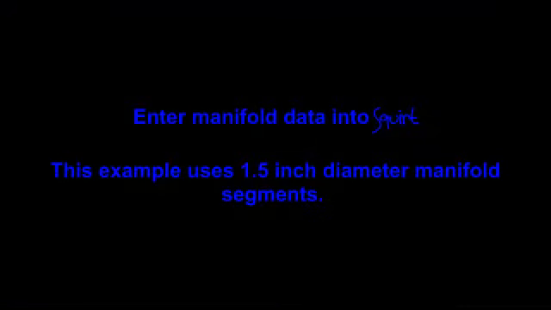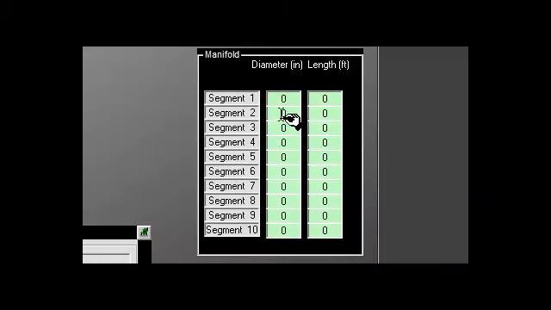For this example, we'll assume 1.5" diameter manifold segments. The first thing to do is enter 1.5" for the diameters of the manifold segments. If we double-click that 1.5", it'll load that value for all segments. Then we need to enter the data for the length of the manifold segments, which corresponds to the lateral spacing.